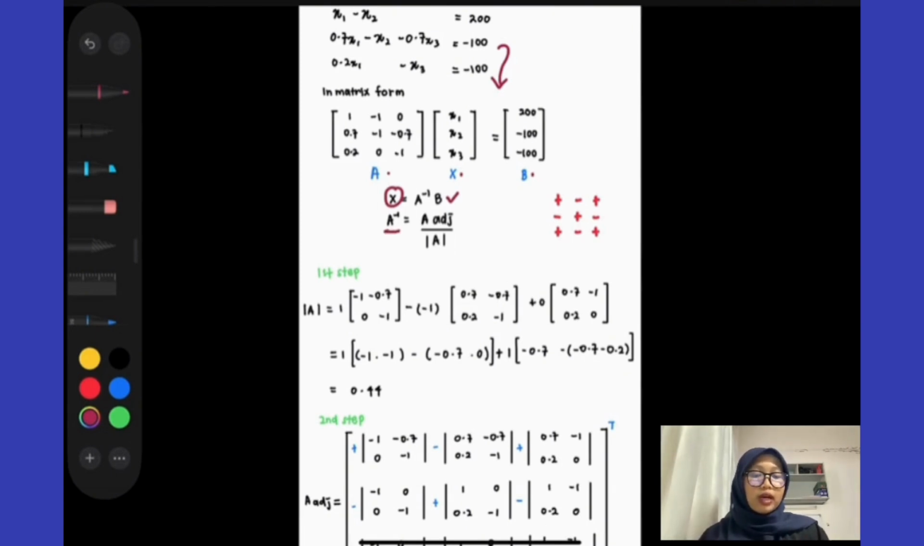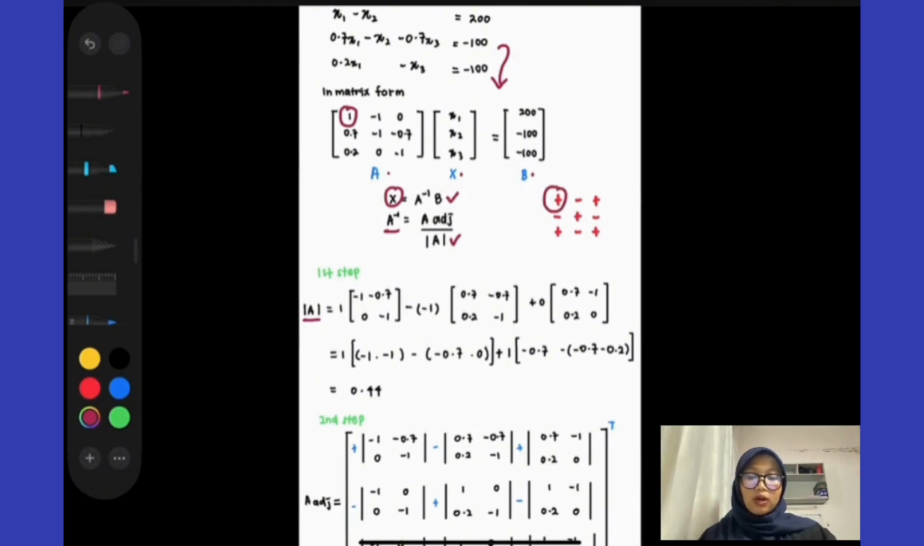How to find A inverse? A inverse equals A adjoint divided by determinant of A. So the first step is to find the determinant of A. Usually, we will choose a row or a column that contains a 0 element. So we will choose the first row to find the determinant, since there is a 0 element, and we also need to refer to this sign chart as a guide to calculate the determinant. So the first element is 1, and the corresponding sign is positive.